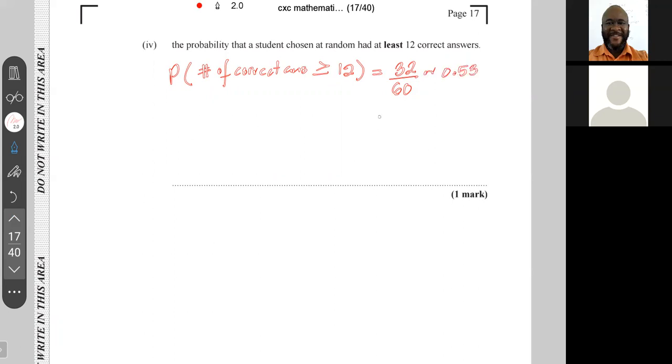0.53 or 53%. So there's a 53% chance that if you selected a student at random, that student would have had 12 correct answers or more than 12 correct answers.